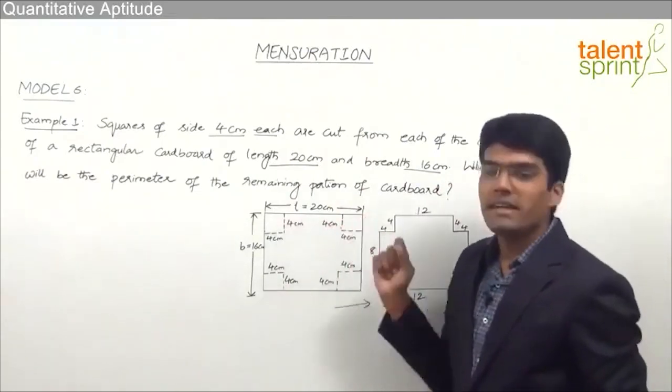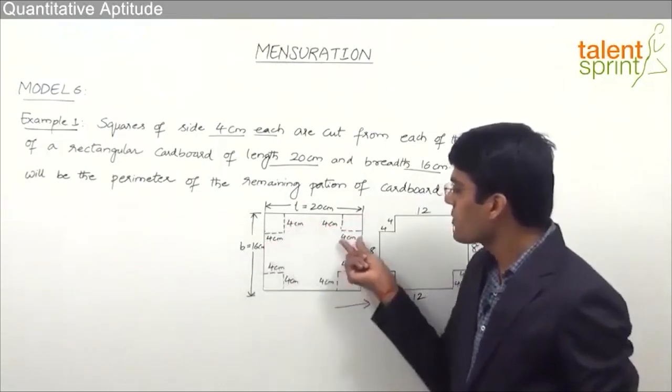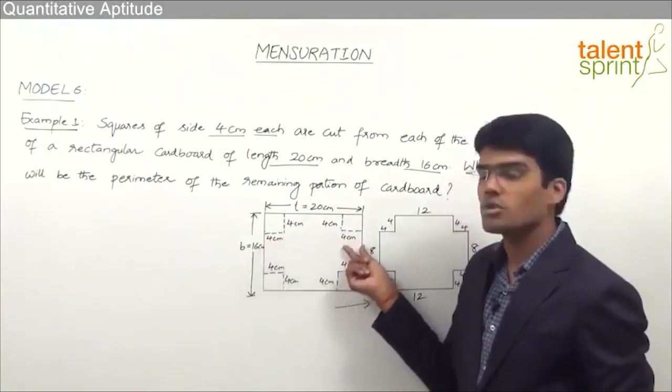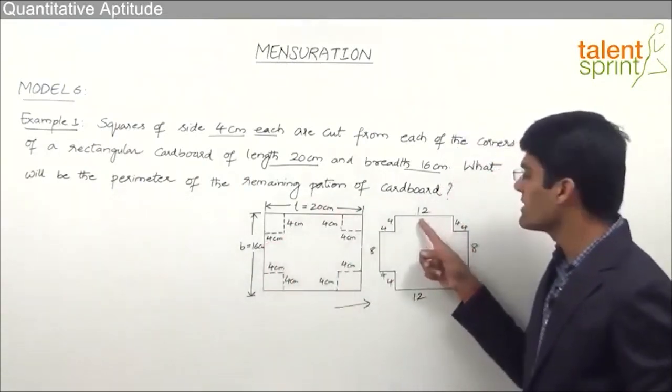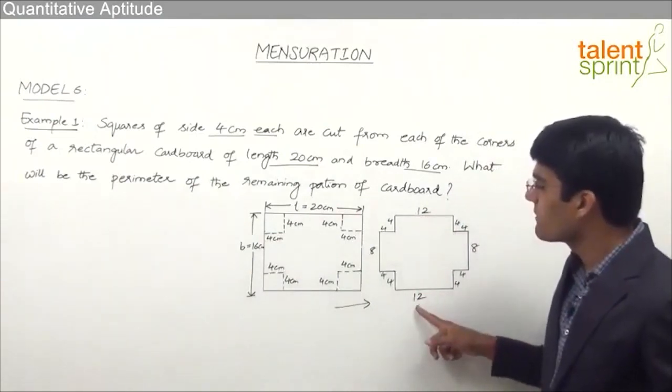Now the total length is 20. From 20 we have subtracted 4 centimeters from both sides. So 20 minus 4 will result in 12. Similarly, this side is 12.